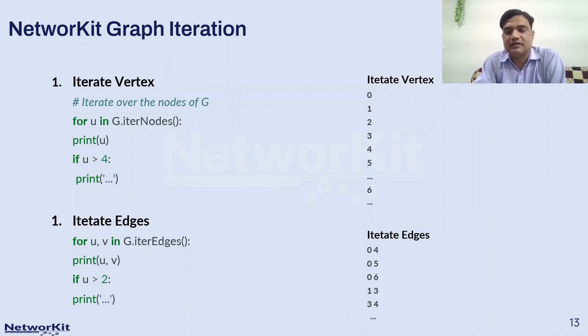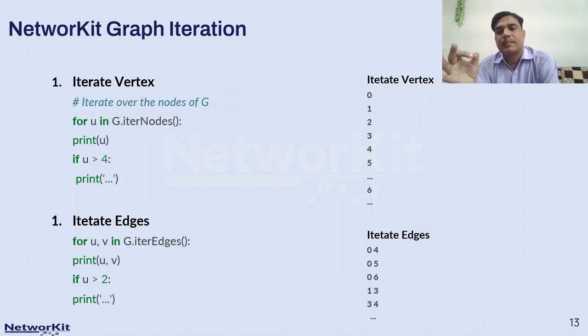We have already explained the methods iter nodes and iter edges. Here is one sample program. We are using a for loop to iterate the nodes, and all the nodes are printed by calling the print method. One condition we have applied: if u is greater than 4, then print ellipsis. You can see the result on the right side. It prints 0, 1, 2, 3, 4, 5, and after 5 it will print ellipsis. Similarly, it iterates the edges by calling the iter edges method, and it prints all the edges. On the given condition, it will print ellipses also along with the other edges.